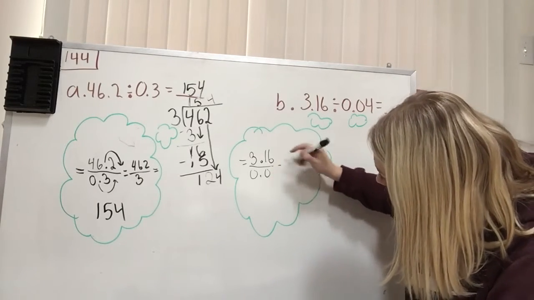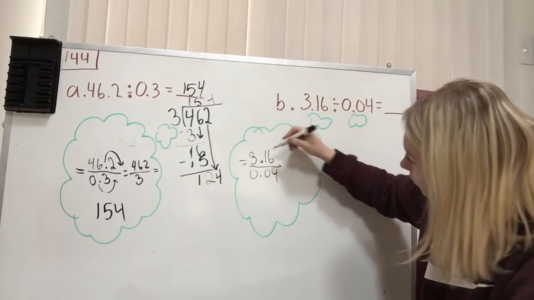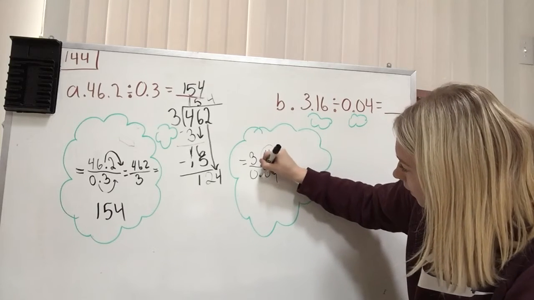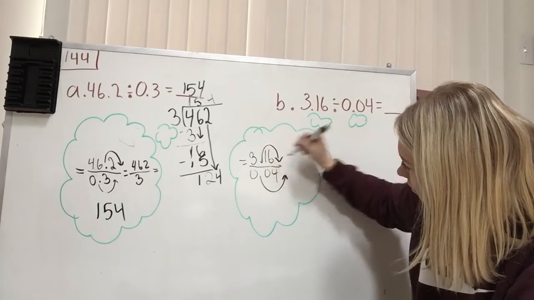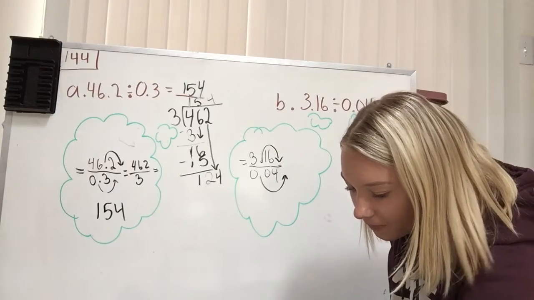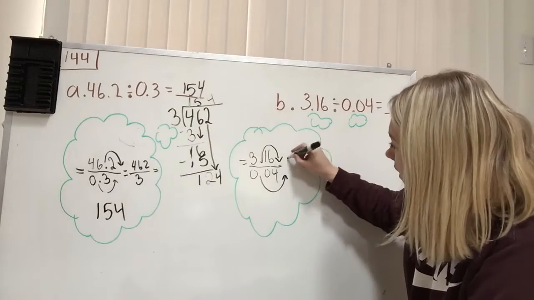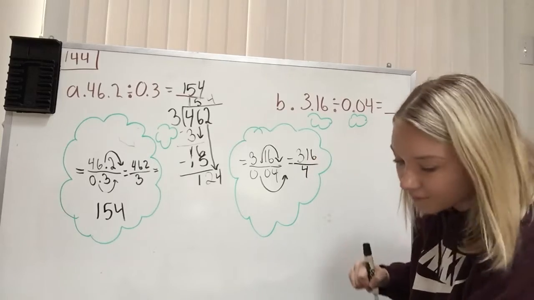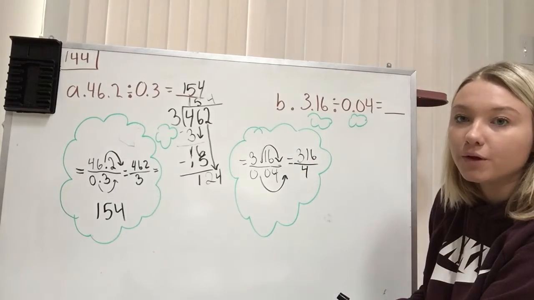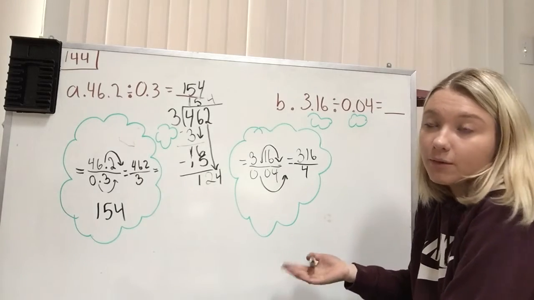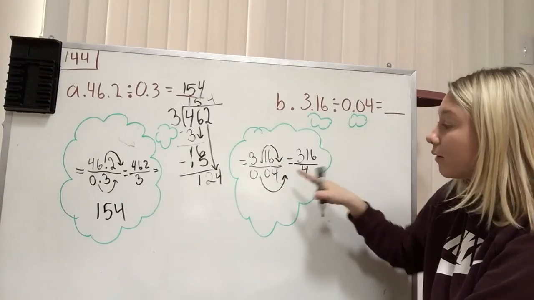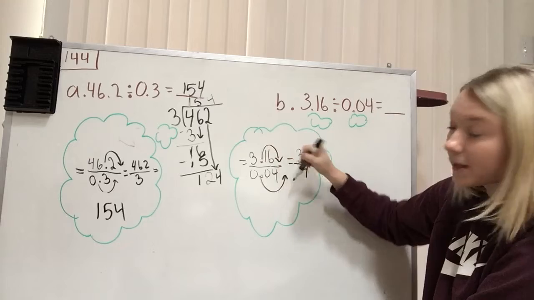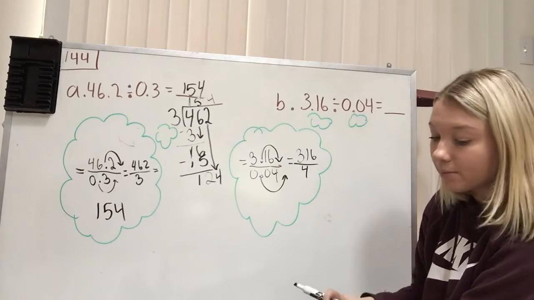So both have numbers in the hundredths place, so I'm going to move it 2 spots, and then I'm going to move it 2 spots over. So now I have 316 over 4. Pretty simple. So instead of doing the multiplying, we're just estimating that we're going to move. But make sure in your homework that you're not moving 1 spot here and moving 1 spot there. That's why you need to watch the second video, because there'll be an example like that.